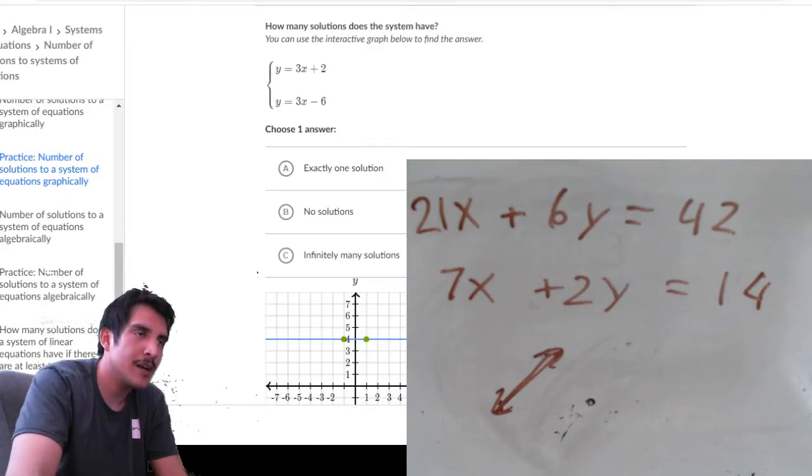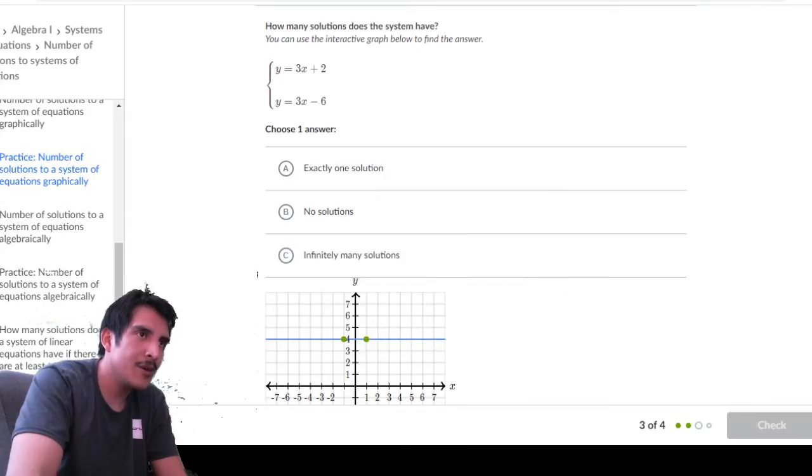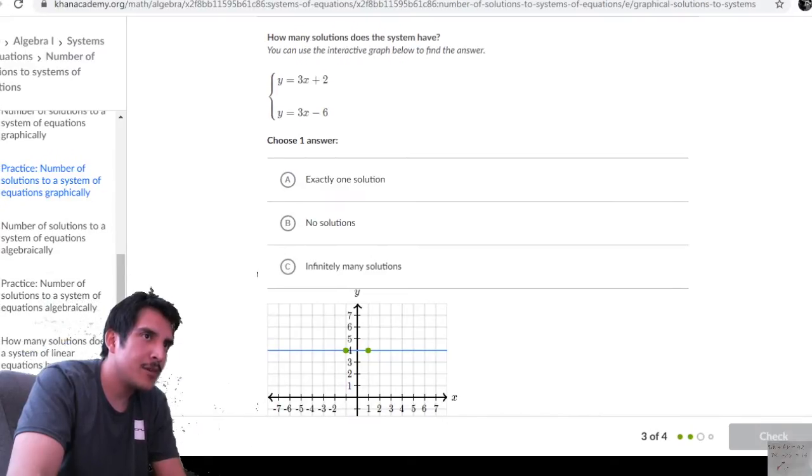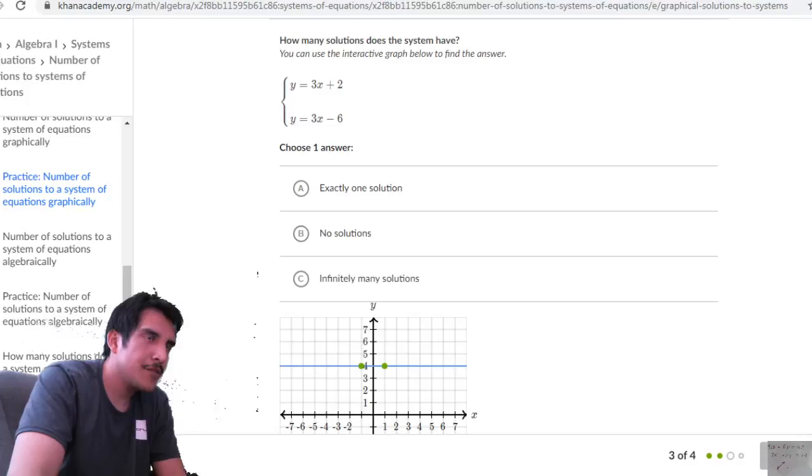So let me shrink my little whiteboard. It's teeny tiny. And let me graph this real quick. So if I graph this, y equals 3x plus 2. I'm going to begin with b, which is 2, and the slope is 3, which means I'm going to move up 3, forward 1, and that is my line.